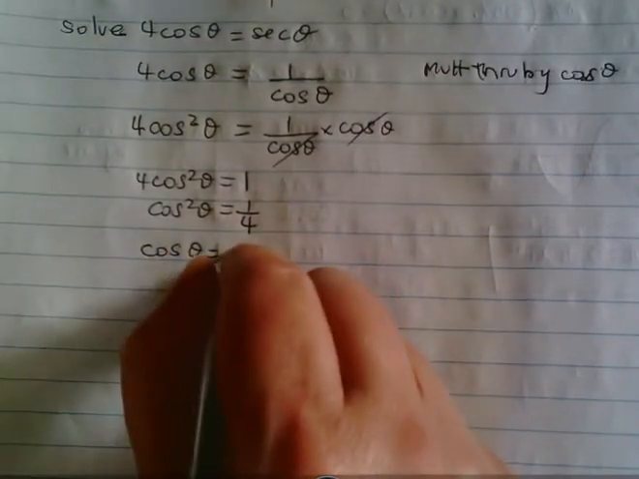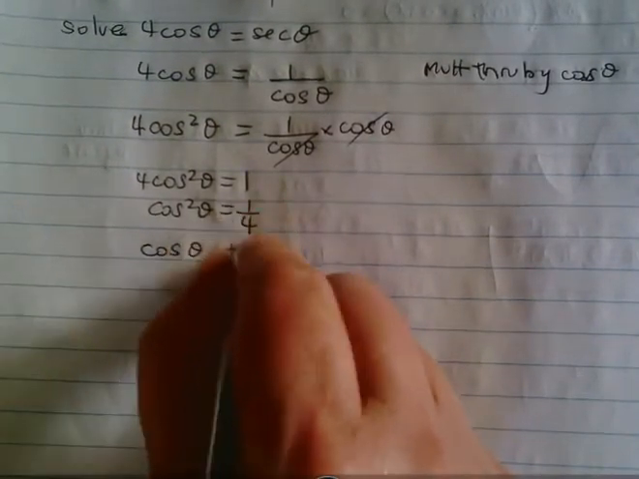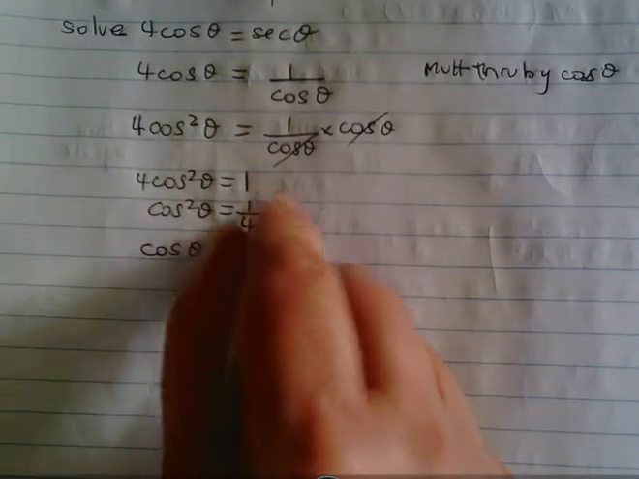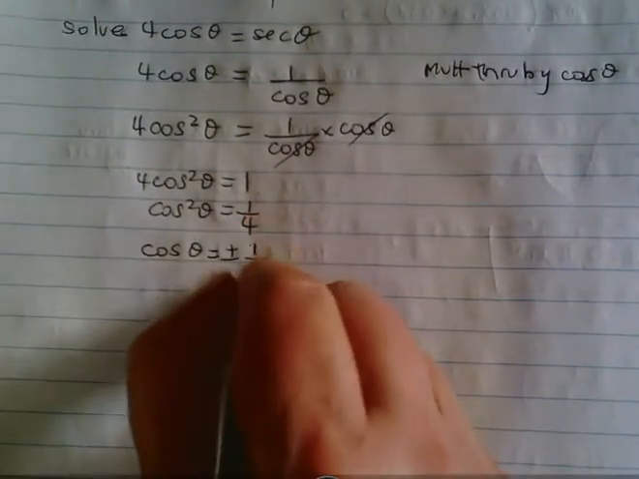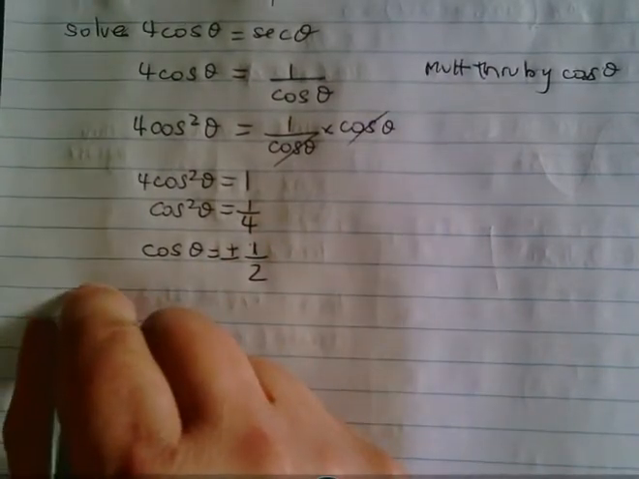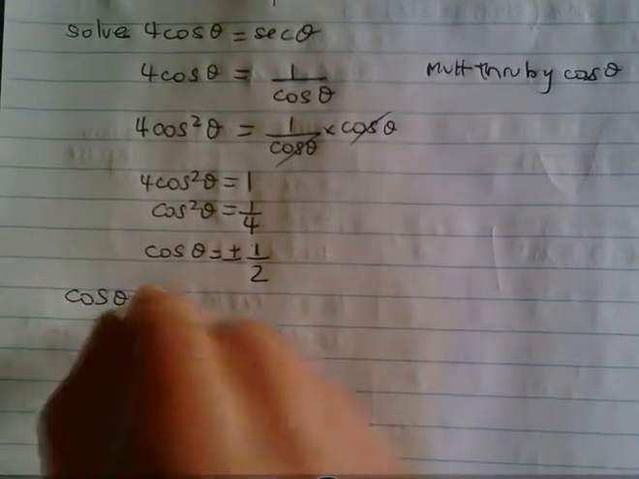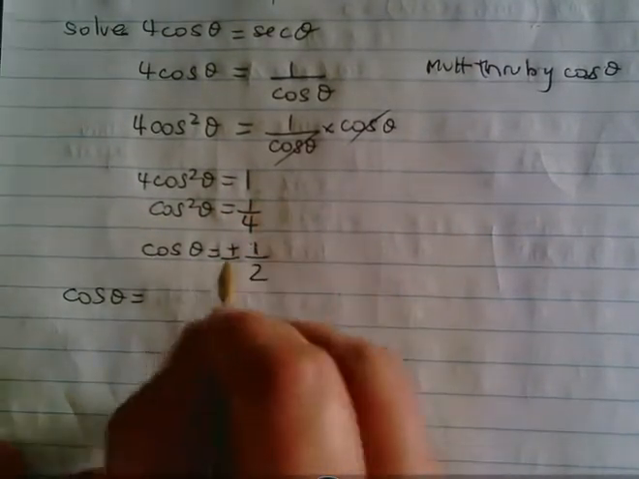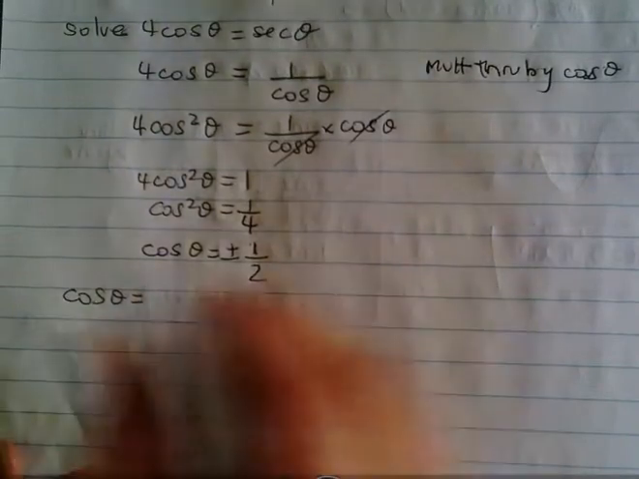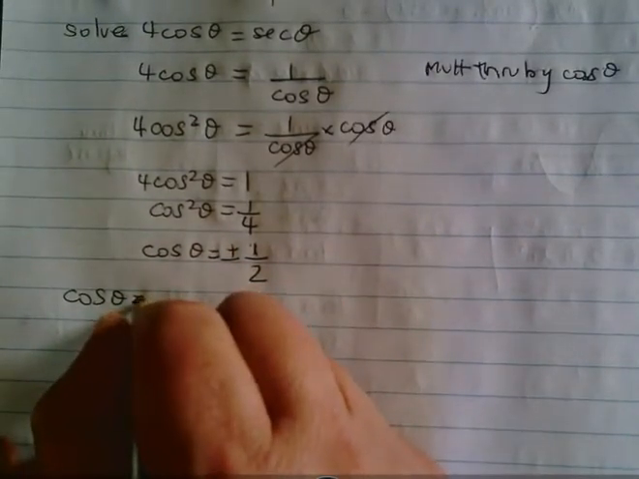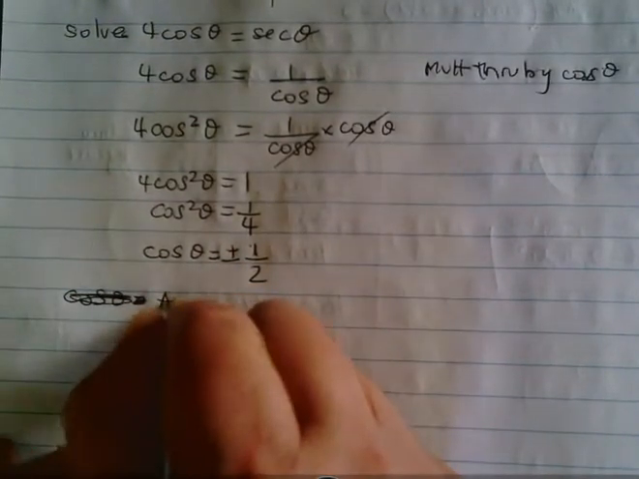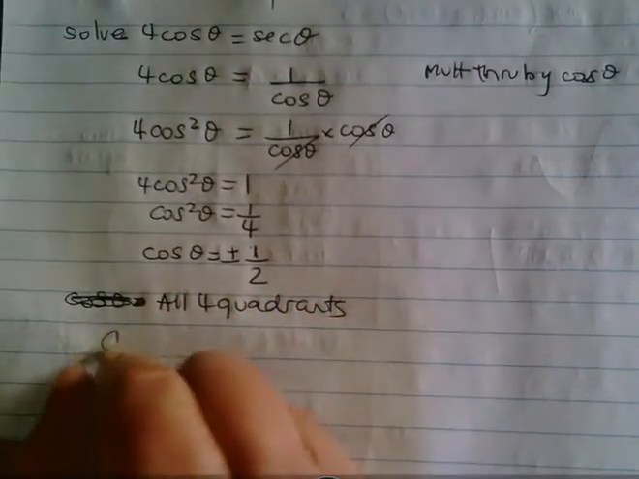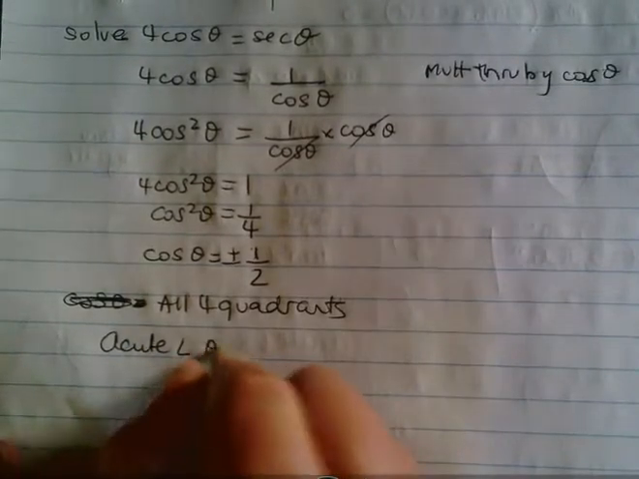Now remembering, when taking the square root, it's plus or minus the square root. So the square root of a quarter is a half, because the square root of 4 is 2. So now I'm solving 2 equations. That cos theta is, I'm in 4 quadrants. So cos theta is positive or cos theta is negative. So we're in all 4 quadrants. Remember, our first step is the quadrants. And then we want our acute angle theta.